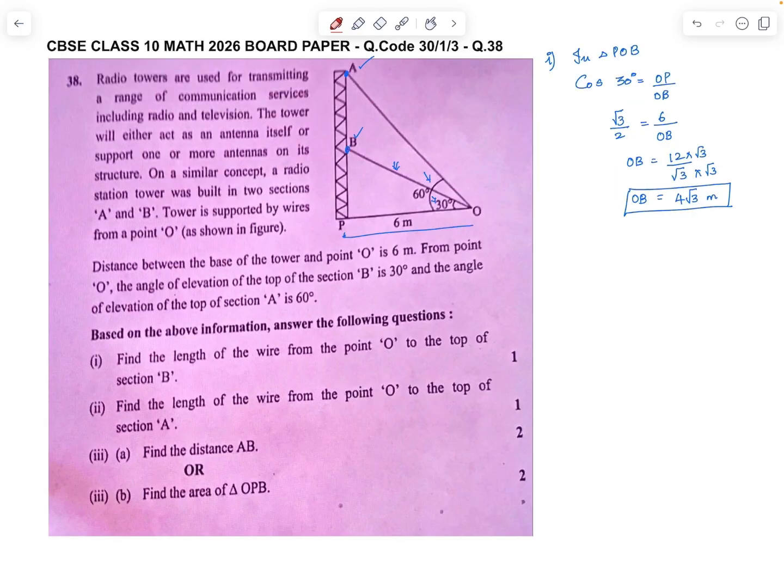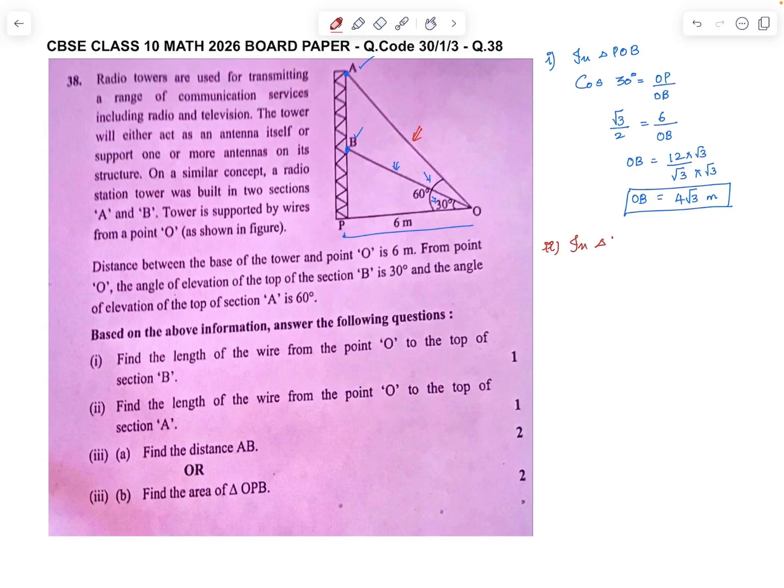Question 2. Find the length of the wire from the point O to the top of A. That is, we have to find out OA. For that, let us consider the bigger triangle APO. Here also we have one angle and its adjacent side is known and we require the hypotenuse. So we will go with the cos ratio.